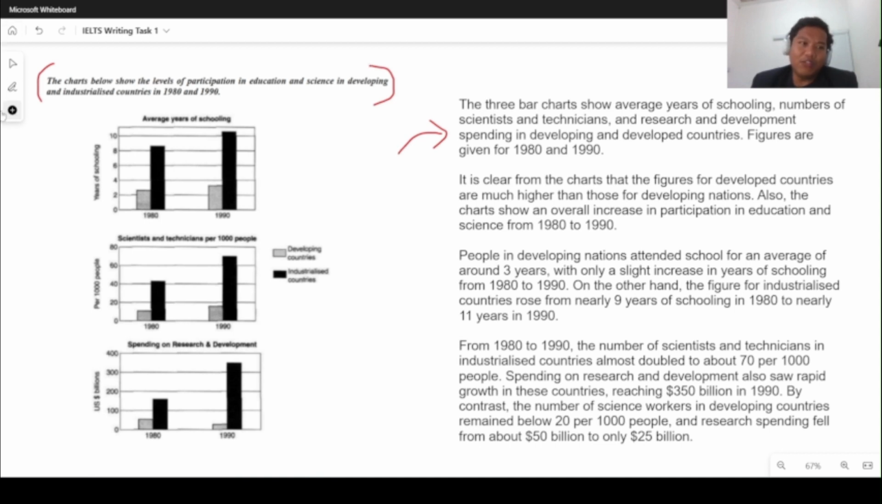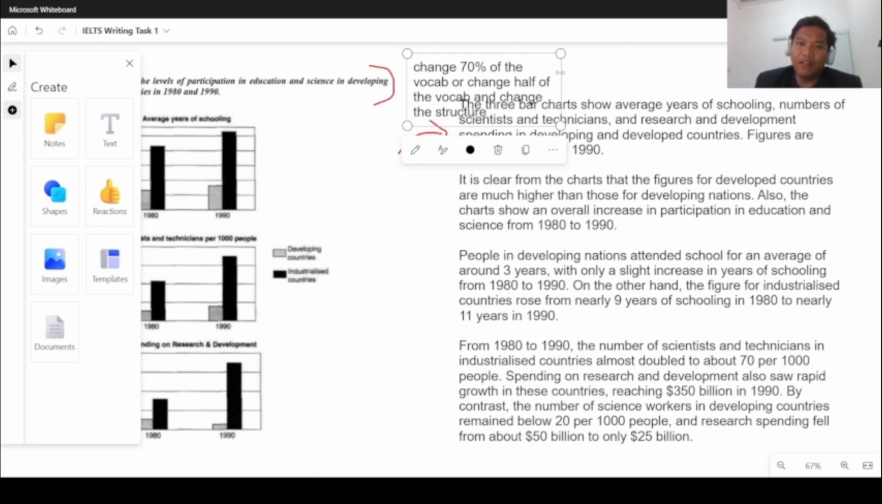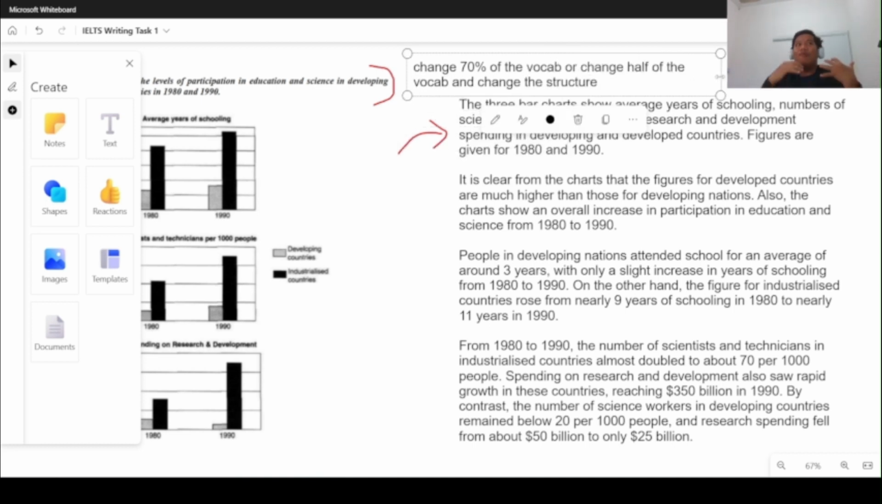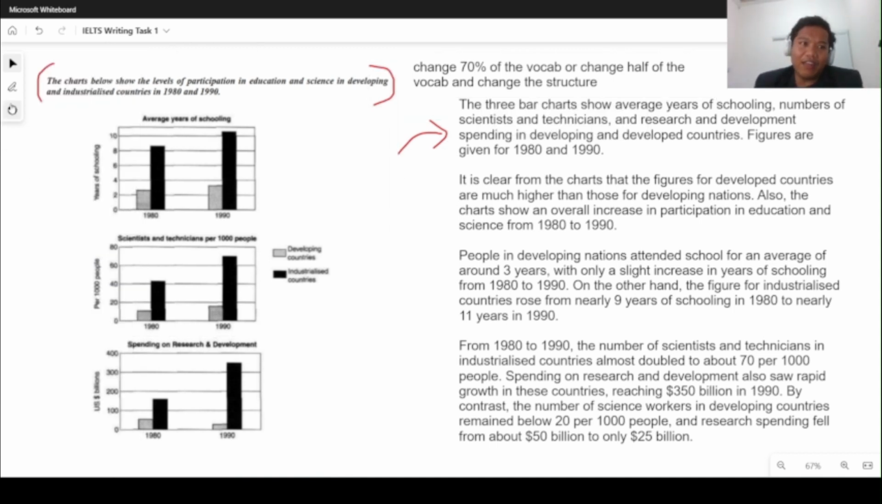There are always two ways to do that, and I'm going to make a comment here. Either change 70% of the vocab, or change half of the vocab and change the structure. That's usually one way you can easily tell whether you have successfully paraphrased it. So let's take a look at what this person has written.